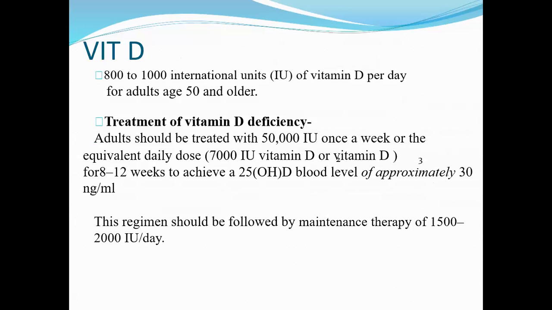Vitamin D, 800 to 1000 international units per day, is required for adults. In vitamin D deficiency, tablets and capsules should be available, to be given to patients where the vitamin D level is near 13 nanograms per ml. This regimen should be followed by maintenance therapy of about 1500 to 2000 international units per day.